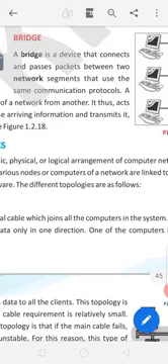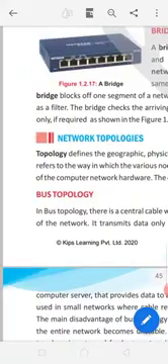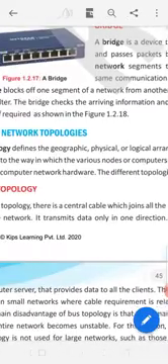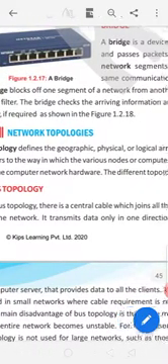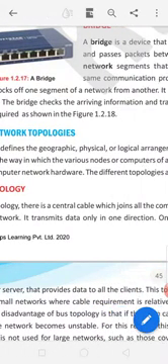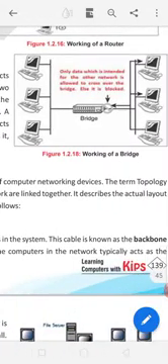After that, bridge. A bridge is a device that connects and passes packets between two or more network segments that use the same communication protocol. A bridge blocks one segment of a network from another. It acts as a filter. The bridge checks the arriving information and transmits it only if required. Okay, a bridge is used to transmit the data from one way to another, but it checks. If it is required, then it transfers. If it is not required, then there is no need to transfer. Like this.